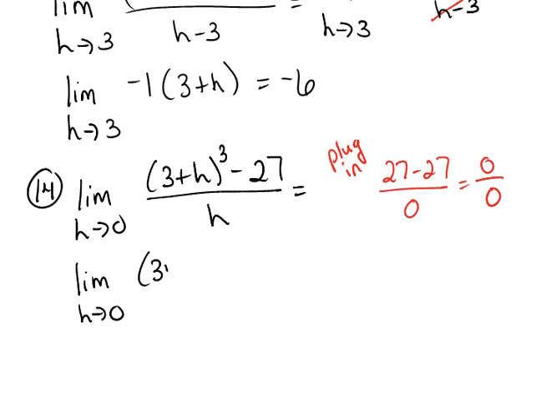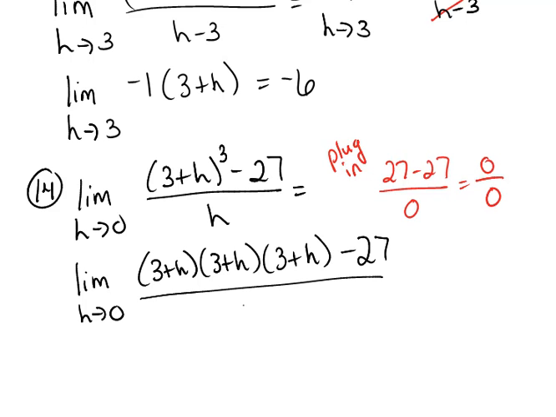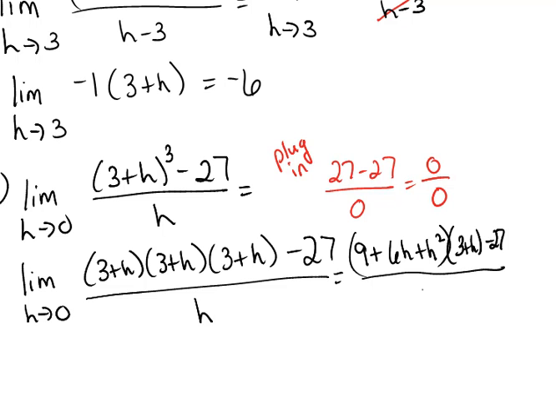So let's clean up the numerator a little bit and see what happens. (3 plus h) cubed is (3 plus h) times (3 plus h) times (3 plus h). And then we're going to subtract 27 and divide by h. And so foiling out here, this is going to be 9 plus, we have a 3h and a 3h, which is 6h, plus h squared. And then I have to multiply that by the (3 plus h). And I still have the minus 27, all divided by h.